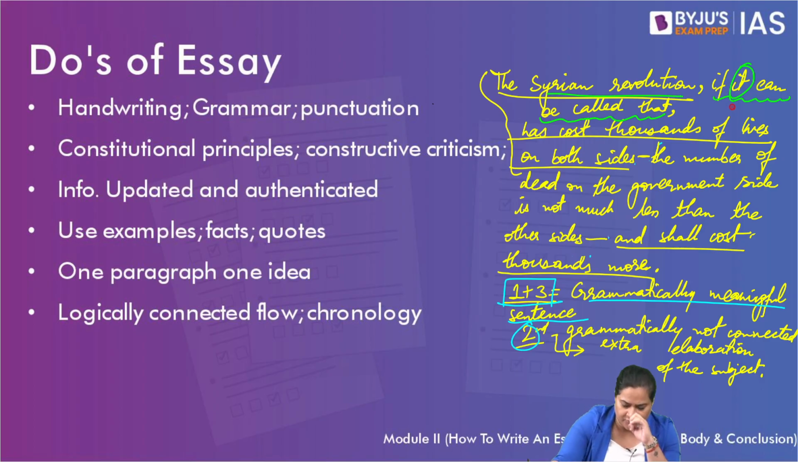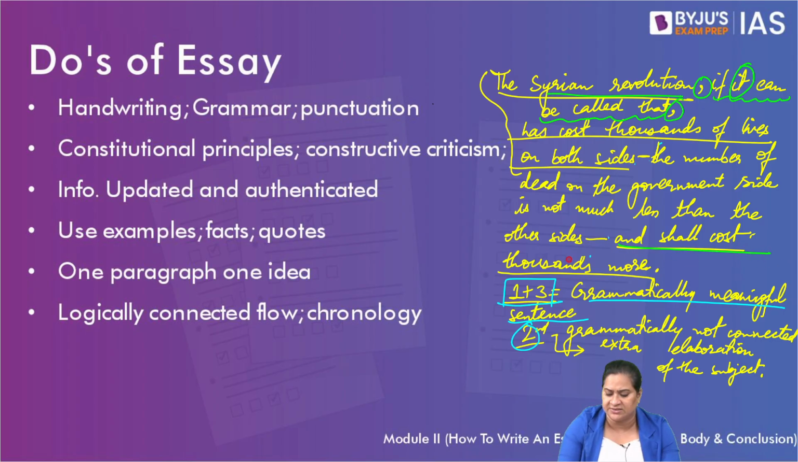So the Syrian revolution, okay, and then the extra enumeration between the two commas, and then it is written, has cost thousands of lives on both sides. As we can see, after the usage of double comma, we move to the main sentence, has cost thousands of lives on both sides. Again there is a double dash, so because of the double dash, we get back to the main sentence, and shall cost thousands more.